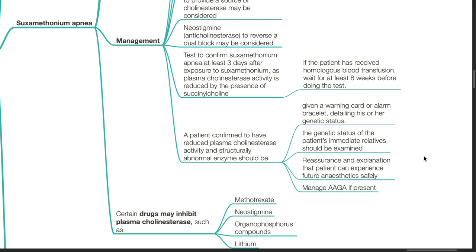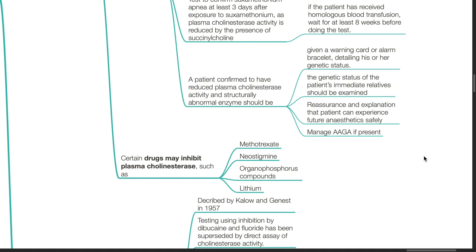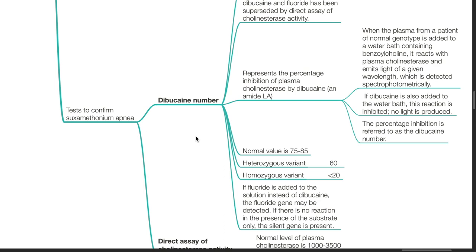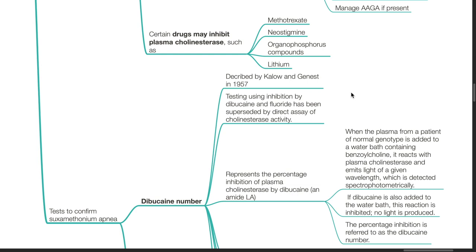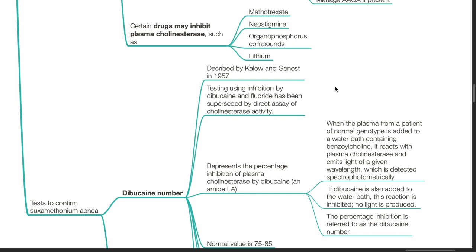Reassurance and explanation to the patient that he can experience future anesthetics safely, and manage accidental awareness in general anesthesia if present. Certain drugs may inhibit plasma cholinesterase, such as methotrexate, neostigmine, organophosphorus compounds, and lithium. Tests to confirm succinylcholine apnea include the dibucaine number and direct assay of cholinesterase activity. The dibucaine number was described by Kalow and Genest in 1957. Testing using inhibition by dibucaine and fluoride has been superseded by direct assay of cholinesterase activity.